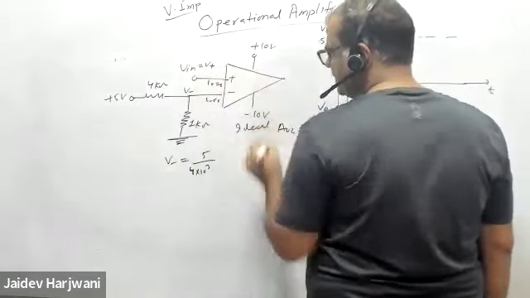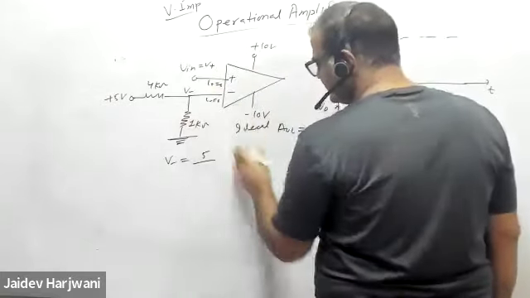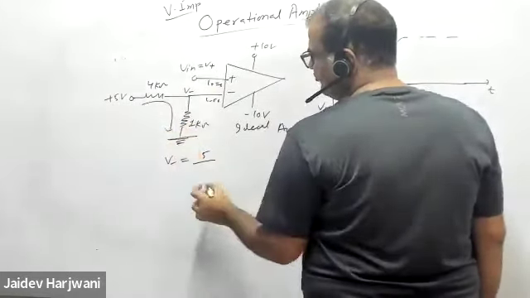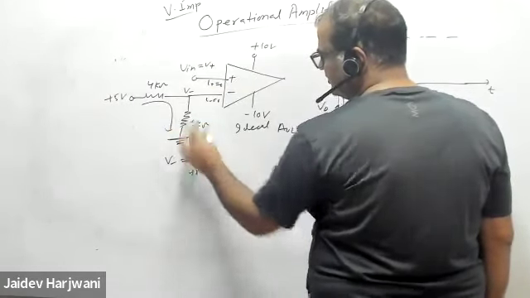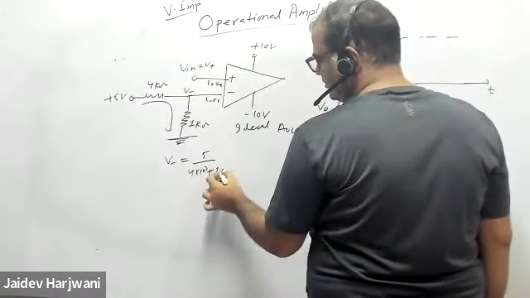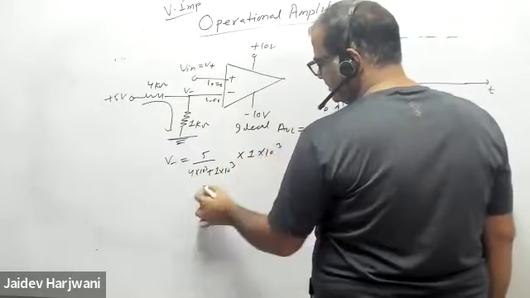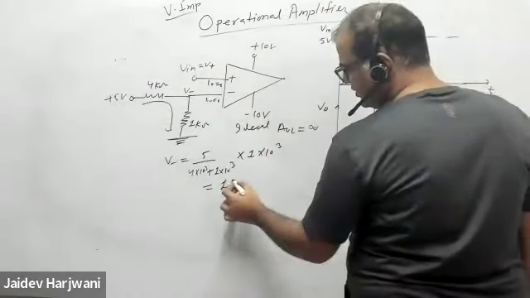Inside the op-amp, no current goes. I should have discussed that first; tomorrow I'll discuss it. So whatever current comes here, it will come here. So this is 5, this is 4 kilo ohm plus total is 1 kilo ohm into 1 kilo ohm. So this will come 1 volt.